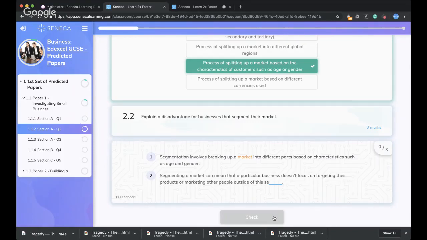What do we think the rest of the word is? Segment. Okay, it is segment. I was gonna wait for people to answer. I was just too enthusiastic.